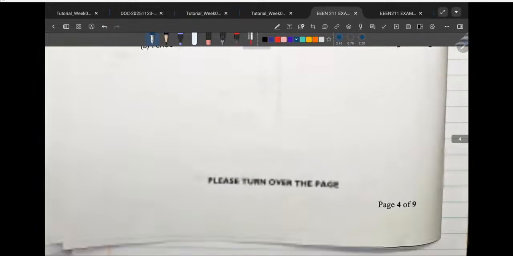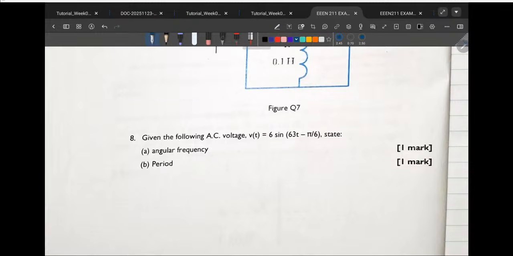Then given whatever, angular frequency is this one. This is omega t. So angular frequency, you have it as your theta in degrees. Then period is 1 over 2 pi.